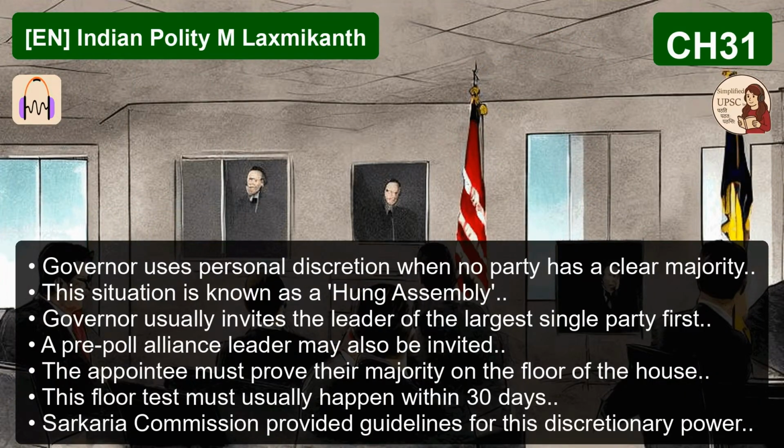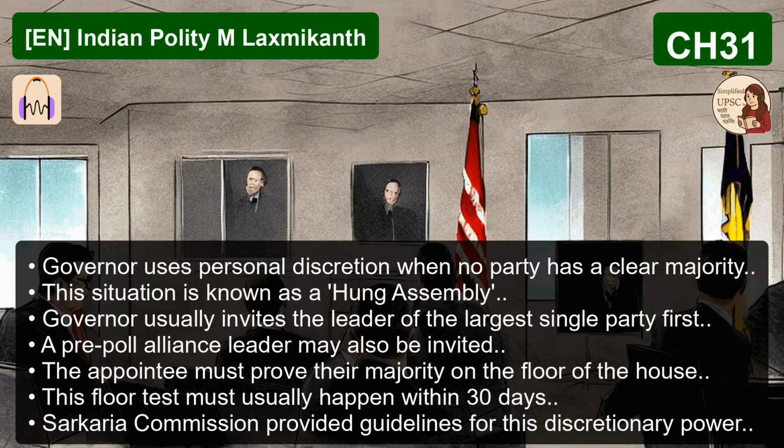Okay, that sounds pretty straightforward. The governor appoints the leader of the party with the majority. We know it's not always that simple, especially in the states. Exactly. And this is where the governor's discretionary power comes into play. It's a very scrutinized area. Right, so under normal circumstances, if a party has a clear majority, the governor has no choice. They have to appoint the leader of that party. Correct. No discretion there at all. Yeah. But political reality creates a couple of situations where the governor must use their own judgment.